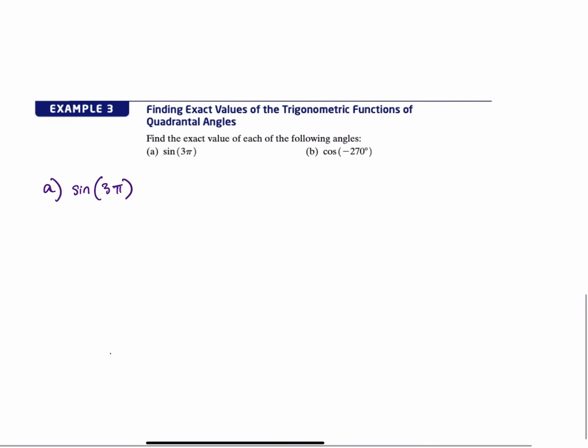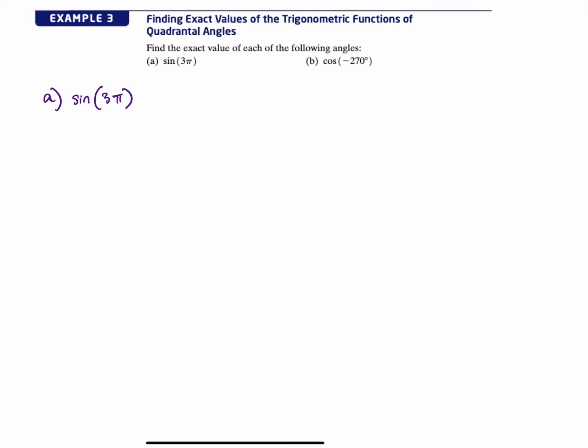So we just have to think about where this would be. It's helpful to draw a little sketch. So here's our circle. And I know 1 pi is 180, so that would be 1 pi. Then 2 pi would bring us back to the starting point, so that's like 360. And then 3 pi would place us back at the same location as 1 pi. So they're coterminal. So we can say that the sine of 3 pi will be equivalent to the sine of pi.